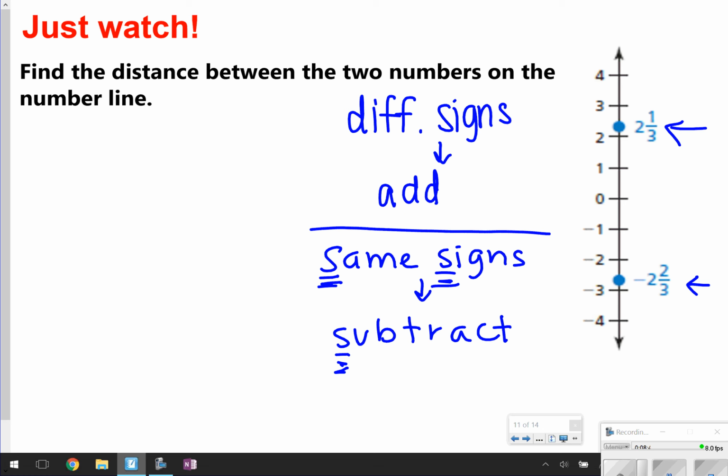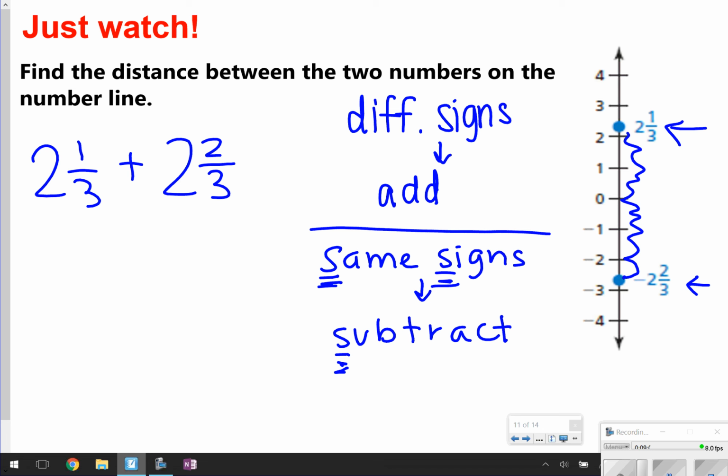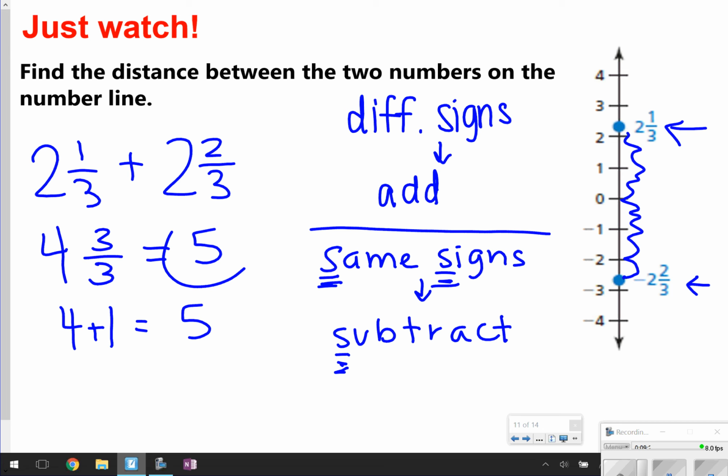Since these have different signs, I'm going to add them. So 2 1/3 plus 2 2/3. So I don't even really have to worry about the negative there. The reason I'm adding is because I know it's going to take me 2 2/3 steps to get to 0, and then another 2 1/3 steps to get up to 2 1/3. I'm going to add these fractions first. 1/3 plus 2/3 is 3/3, and 2 and 2 is 4. This is not my final answer though, because 3/3 is actually equal to 1. So that's actually saying 4 plus 1, which is equal to 5.